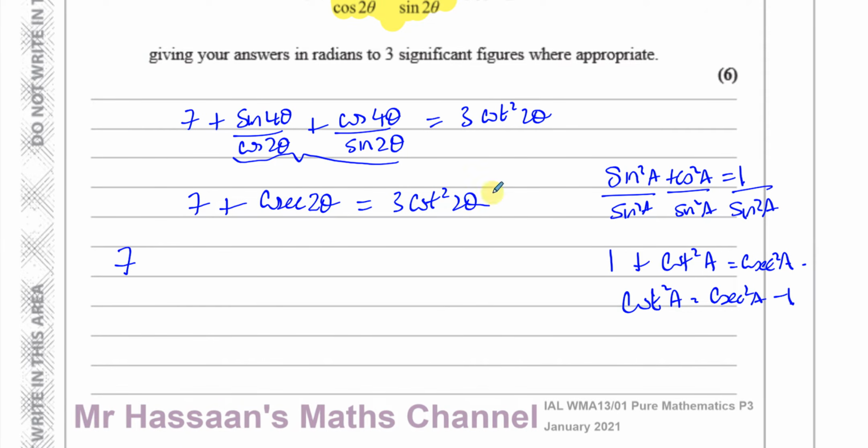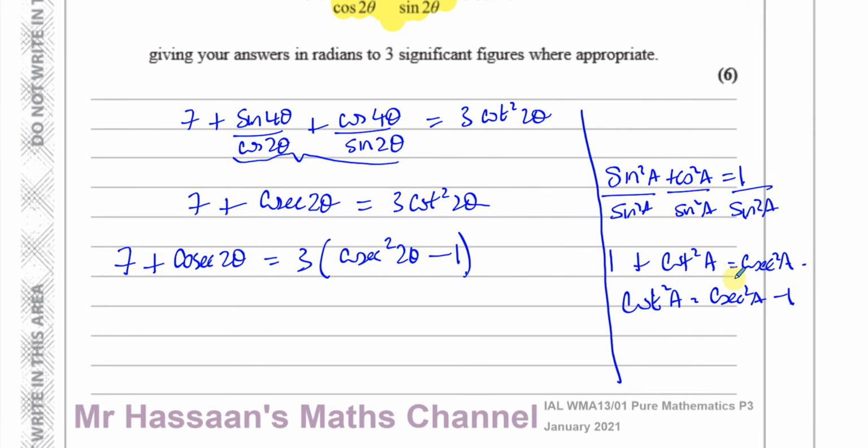So I can say 7, let me just put a line here to make that separate, 7 plus cosec 2 theta is equal to 3 times cosec squared 2 theta minus 1. Just using this identity here, and now I can see I've got only cosecs in the equation, so I can simplify this and make this into a quadratic. It looks like a quadratic in cosec. So this is 3 cosec squared 2 theta, be careful here, cosec squared, and then 2 theta minus 3.